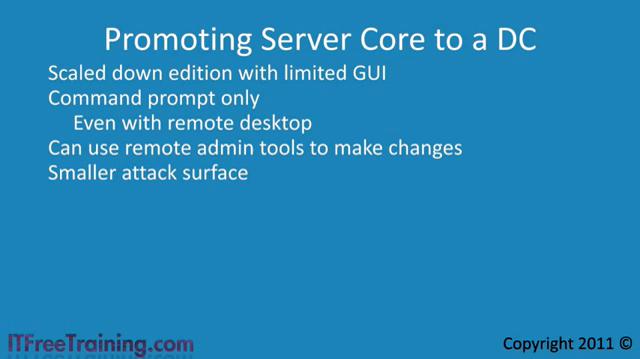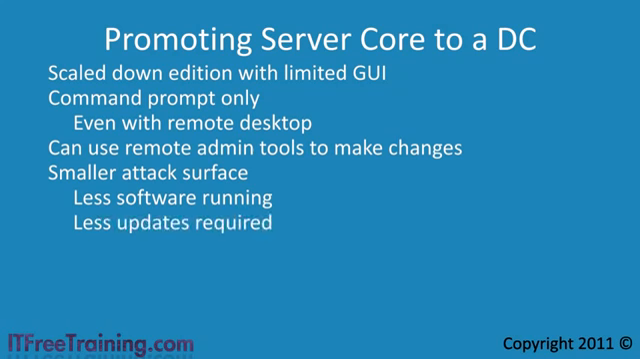The attack surface is the software or hardware that a hacker could use to hack into the server. Since the GUI is limited, there is less software running on the server. Less software also means less updates needed to install on the server. Less software also means less resources running like memory and CPU. On a busy network, you may want to consider installing a domain controller on Server Core to try and get more performance. You may also use Server Core if you are worried about security.